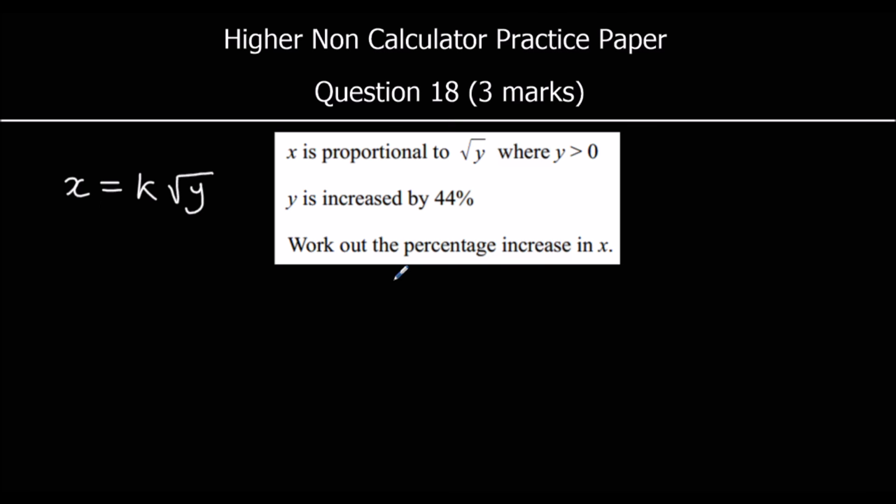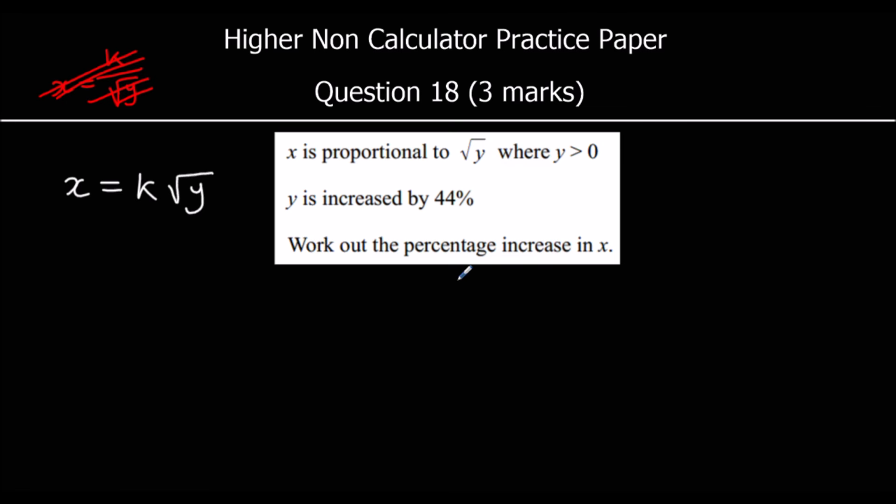We could also get an inverse proportion question. That's not this one, but we could get one in the exam. And if it's inversely proportional, it'll be k divided by square root y. So x is equal to k times square root y, and we're going to increase y by 44%.